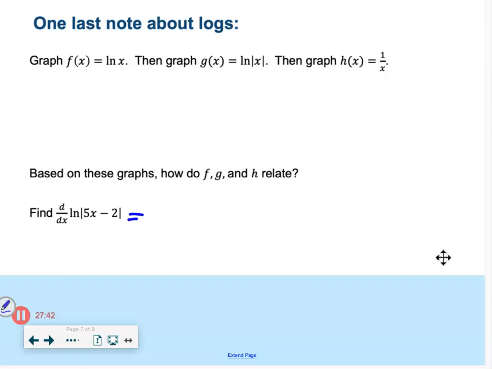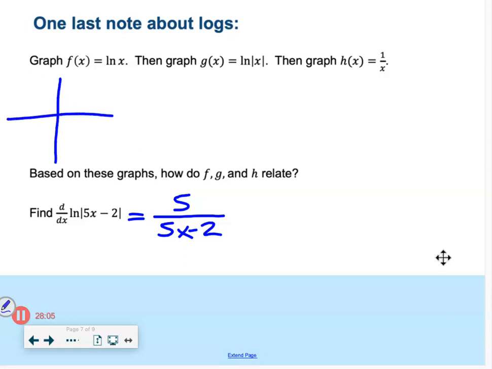So the derivative of this, what would go on the bottom? 5x minus 2. What would go on top? 5. Done. Okay? So a derivative with an absolute value in the argument of a log is the exact same as the derivative without the absolute value in the argument of the log. Why is this? Here's your explanation.